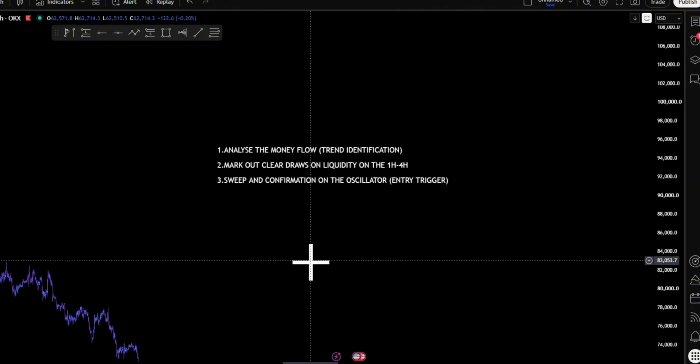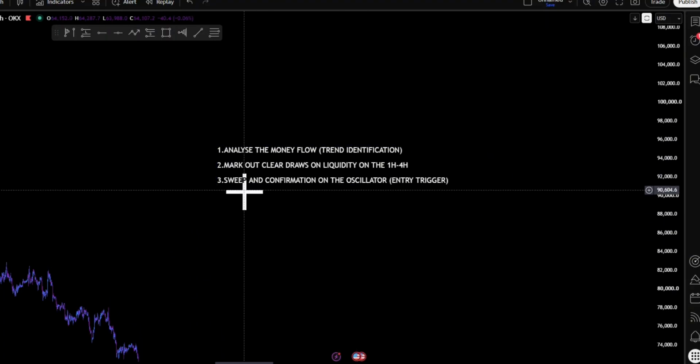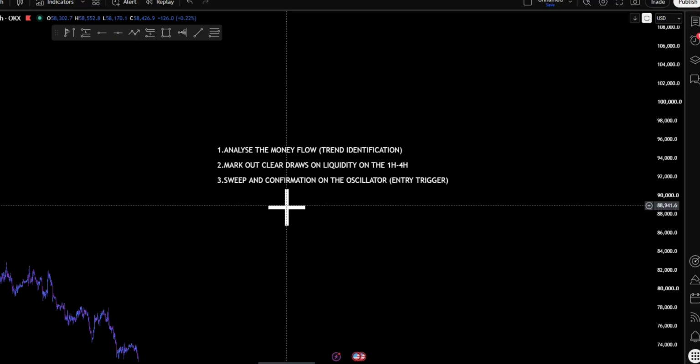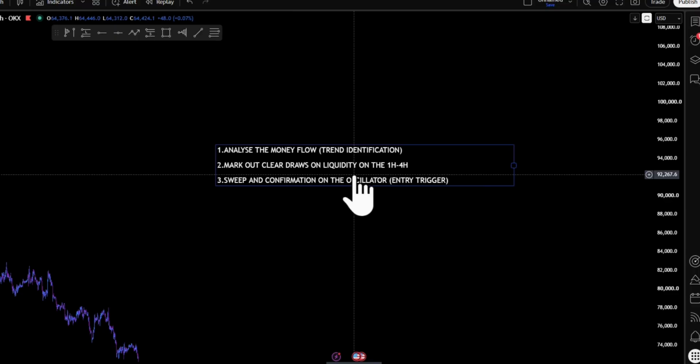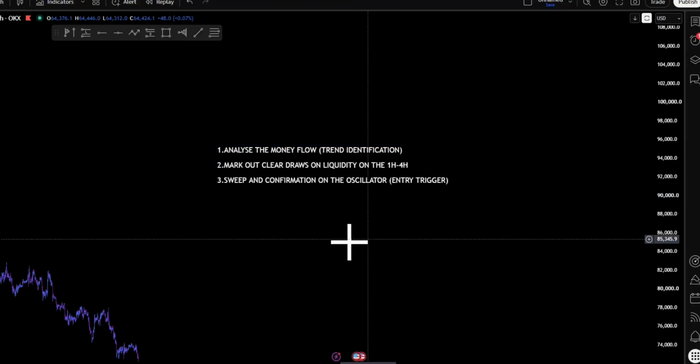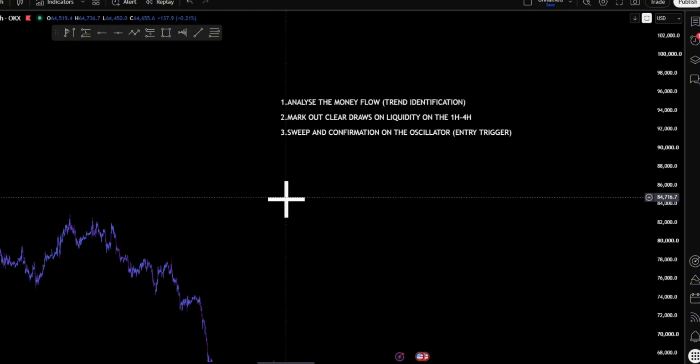What you see now is the exact framework I personally use to find high probability setups, and there's nothing overly complicated or filled with dozens of indicators, because the goal is to keep trading as simple and repeatable as possible, because that is exactly what creates profitability in the long run. So let's get started.